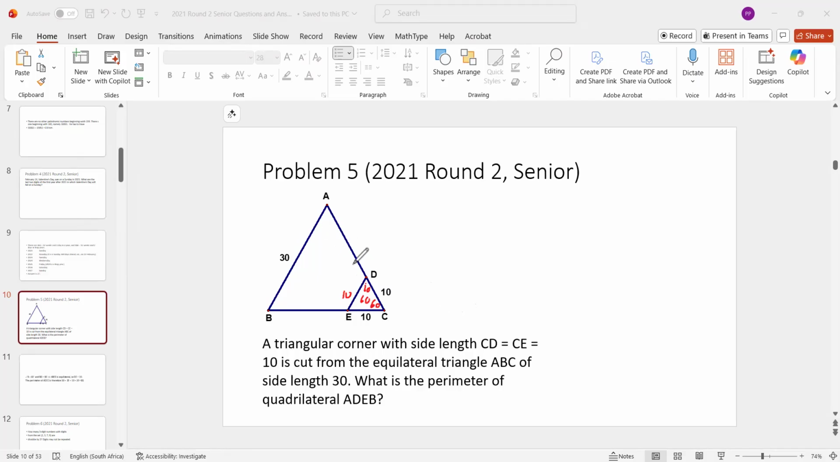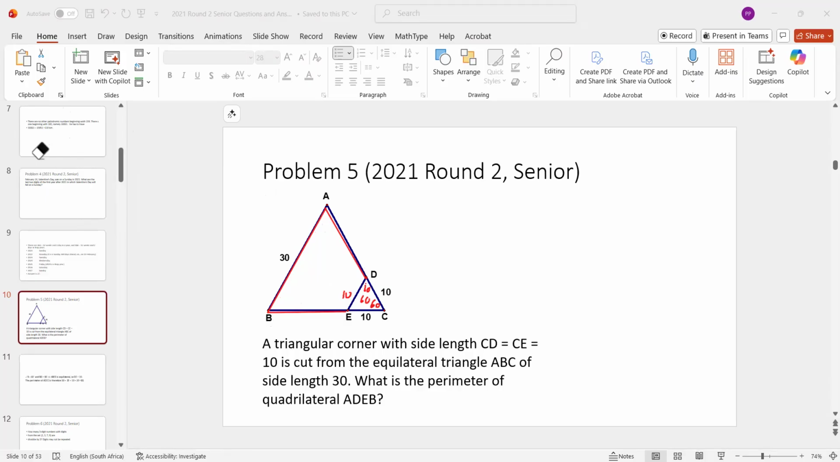Okay. Now, what's the question? So what is the perimeter of quadrilateral ADEB? So you got this quadrilateral here. Perimeter means if you add up all these four sides, what will the answer be?